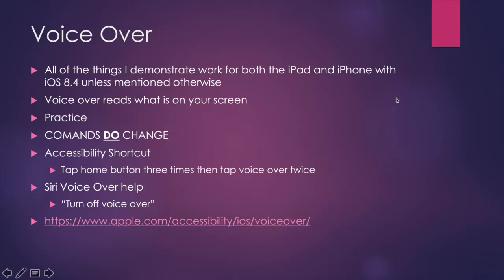As with all the accessibility features, there is an accessibility shortcut. Tap the home button 3 times and then tap VoiceOver twice to exit out of VoiceOver at any time. This works with most of the accessibility features as a quick exit route. Also, if your product has Siri, you can turn on Siri and tell her to turn off VoiceOver, and she will quit the program without you having to touch the screen. If you're looking for more information about VoiceOver, you can go to www.apple.com/accessibility/iOS/voiceover for more helpful hints.